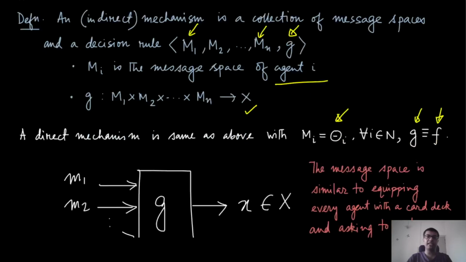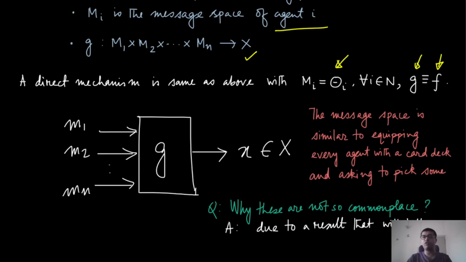An indirect mechanism can be shown in the form of a schematic. You have this decision rule or the aggregation rule at the center, and each of these messages m1 and so on, coming from the message space capital M1, each of these agents, player 1 to player n, they are choosing one of these messages that is going to this decision maker, who will implement this function G, and that will give out some outcome which will be in the set of all outcomes, right?